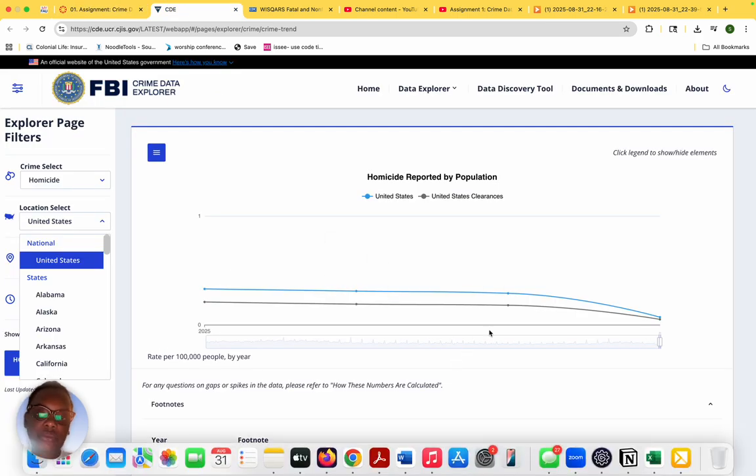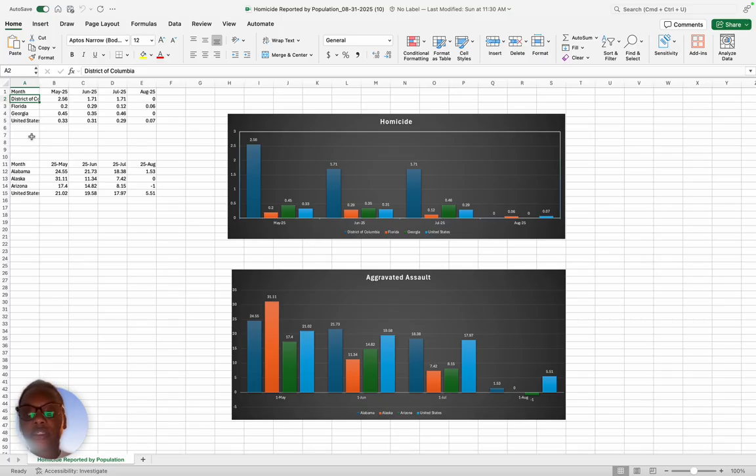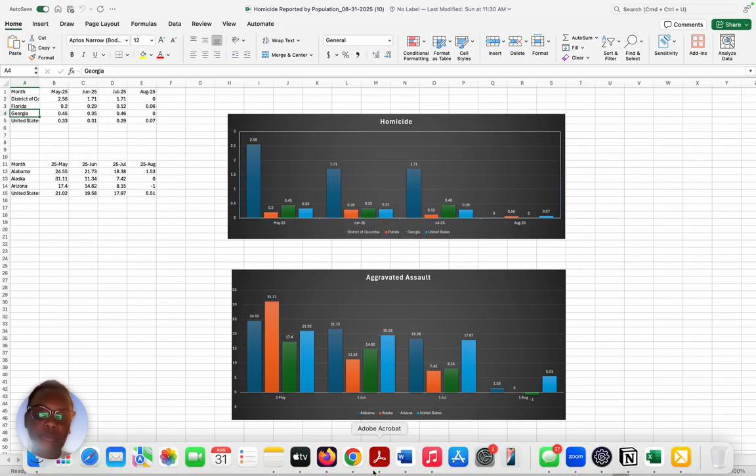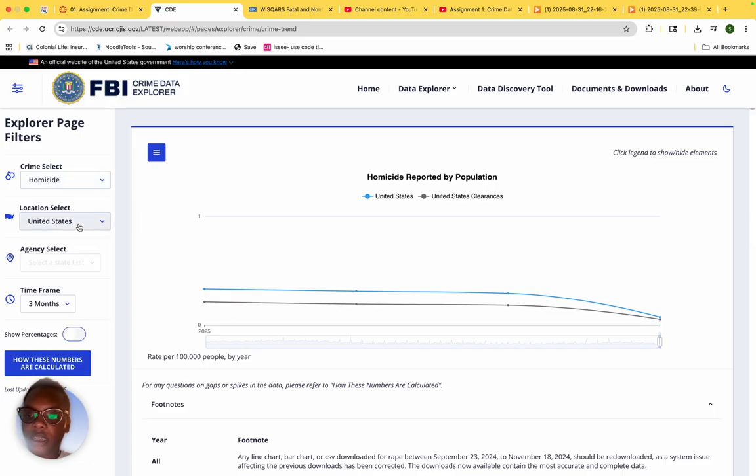The states I chose for this part of the assignment are the District of Columbia, Florida, and Georgia. And I also include the United States for the overall comparison of each data. So we're gonna go to find it. The crime selected is homicide.